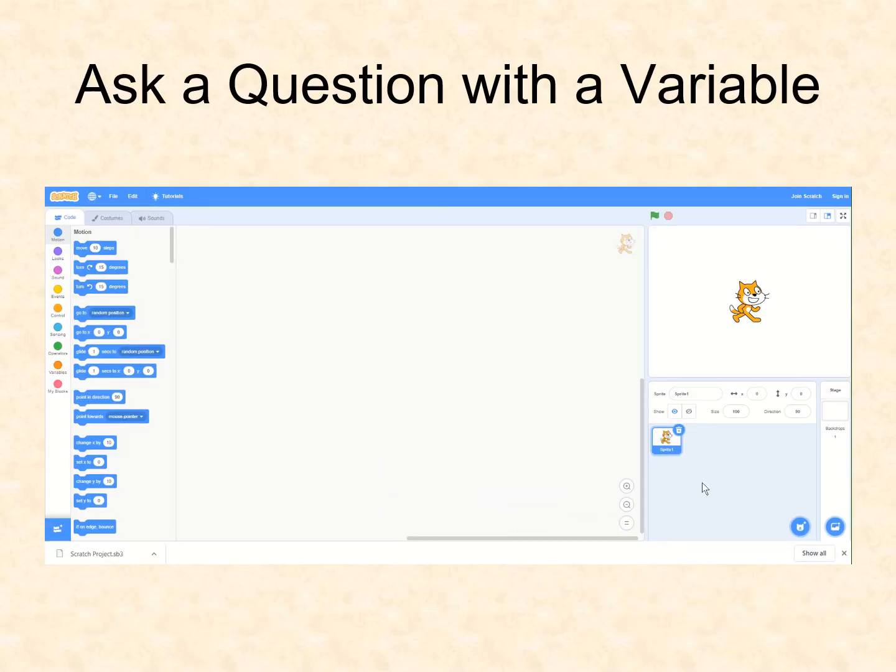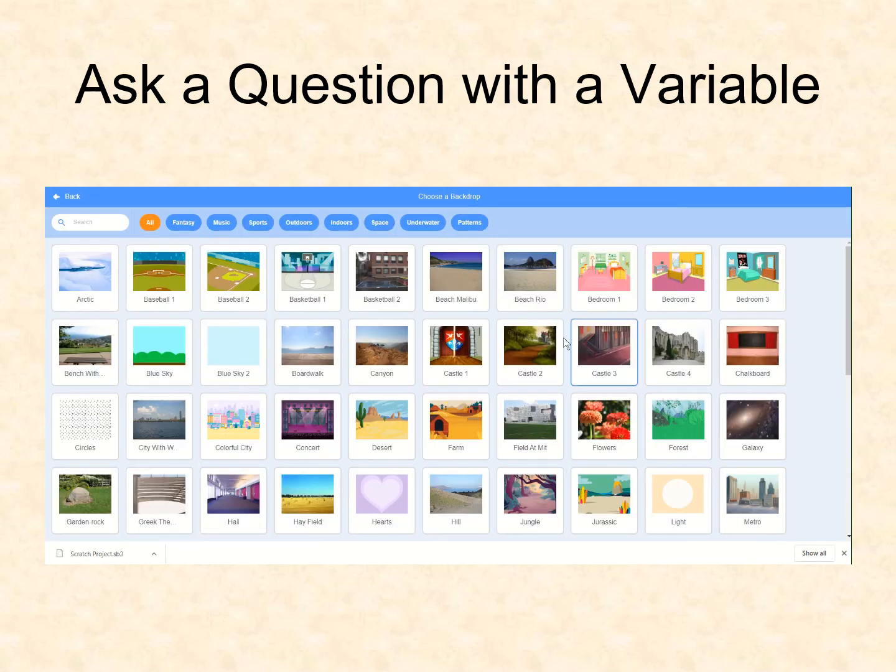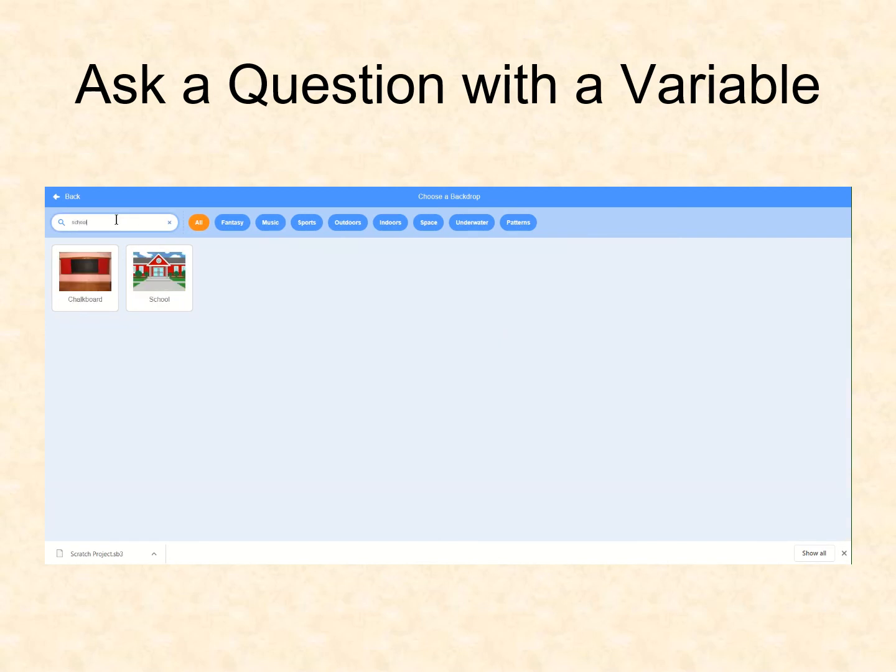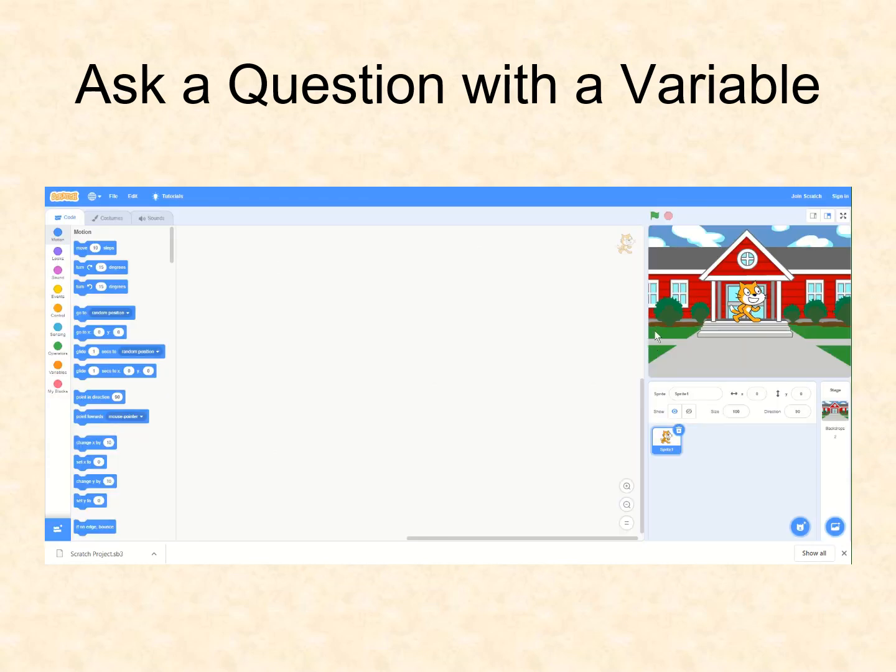So let's experiment with this. Okay, I made a new application. Here I have the cat. I'm going to put a new backdrop. Instead of taking the time to look through all of these categories, I'm going to type school. And here we have 2 school-related items. I'm going to drag the cat down.